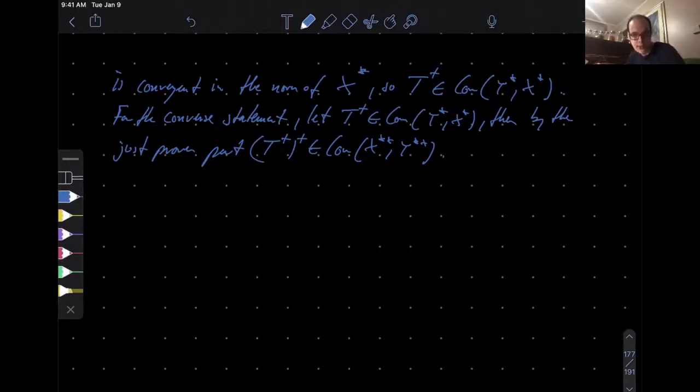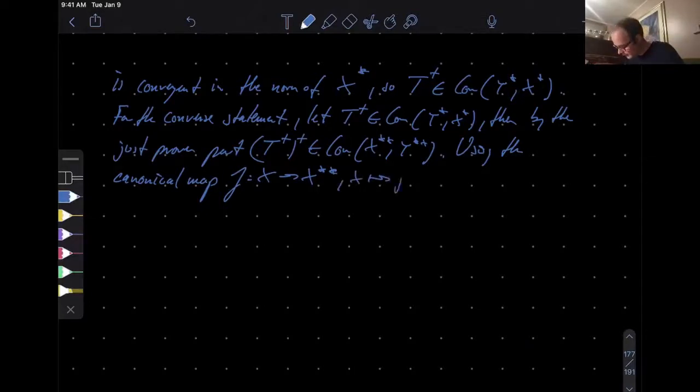Well, of course, there we use the canonical map as usual. All right, so using the canonical map J, this is always the same thing whenever you want to go from the bidual to the original space or vice versa. You always use the canonical map. So here we haven't used it in a while. So this is this guy.